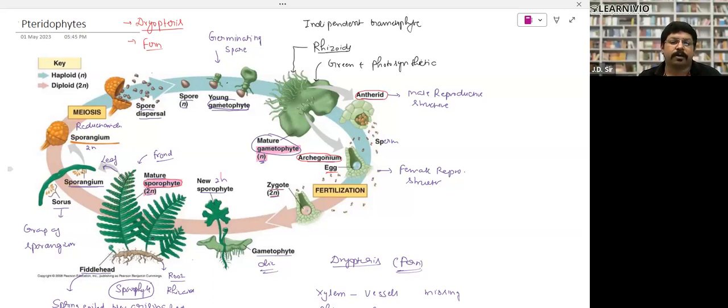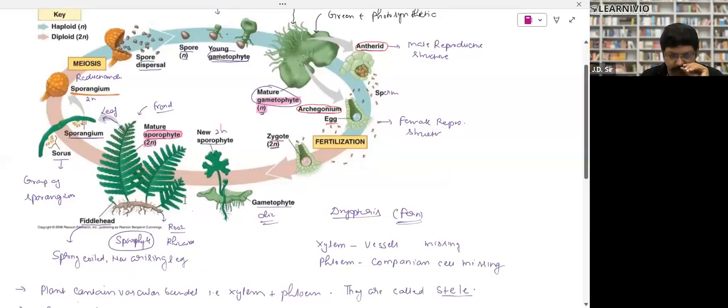But in bryophyte, the sporophyte was parasitic on the gametophyte. This is green and photosynthetic. So this is the gametophyte, meaning gamete-bearing plant: gameto means gamete, and phyte means plant, right? It has antheridia and archegonia. Antheridia release sperm, and archegonia have the egg; both fertilize. After fertilization, the zygote is formed. The zygote develops on the gametophyte and makes a sporophyte. That's how the life cycle goes on. Clear?